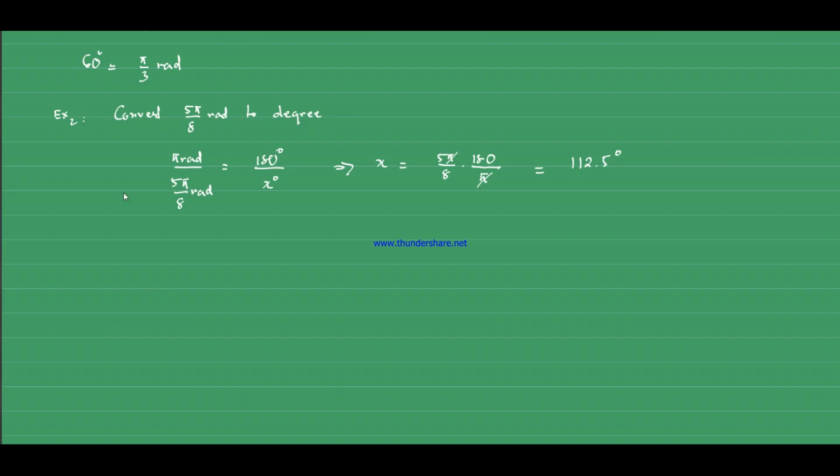Now, in the second part of our video, we talk about the application in radian measure and degree measure. One of the applications is that we use that relation to calculate the arc length of the circle.